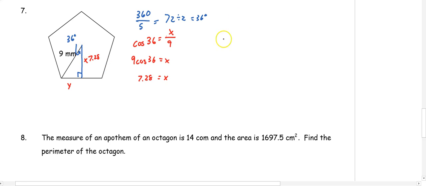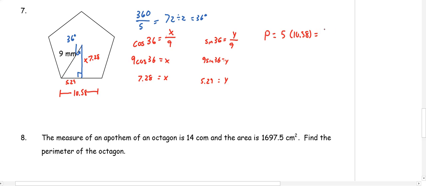Then to find y, we have the sine of 36 equals opposite over the hypotenuse. So again, we're going to multiply. So 9 times the sine of 36 is 5.29, which means the first part of the triangle is 5.29. We have to double it to get our side. So our side is 10.58. So the perimeter is 10.58 times 5 sides, which gets us a total perimeter of 52.9.